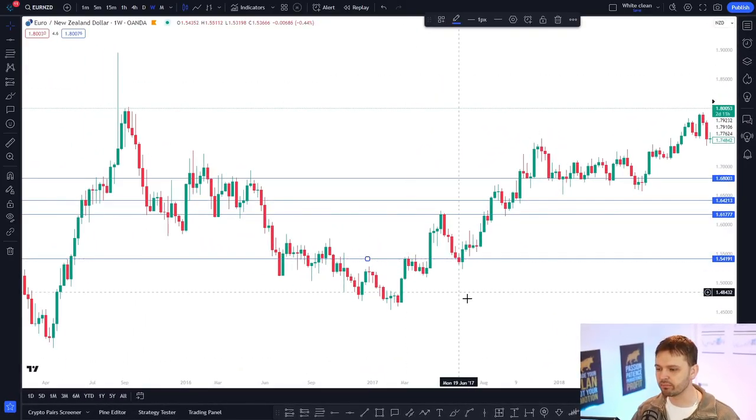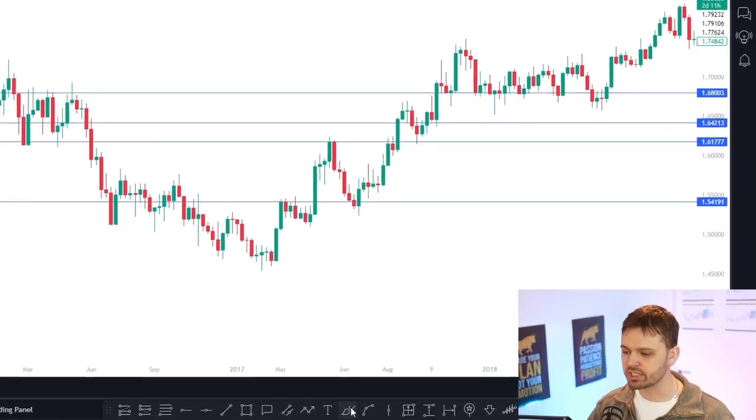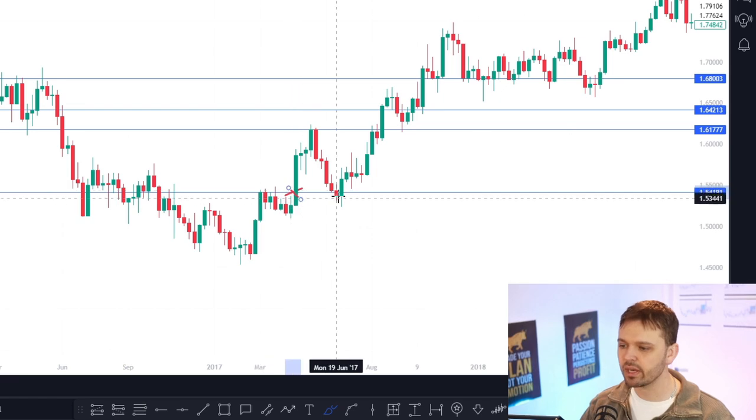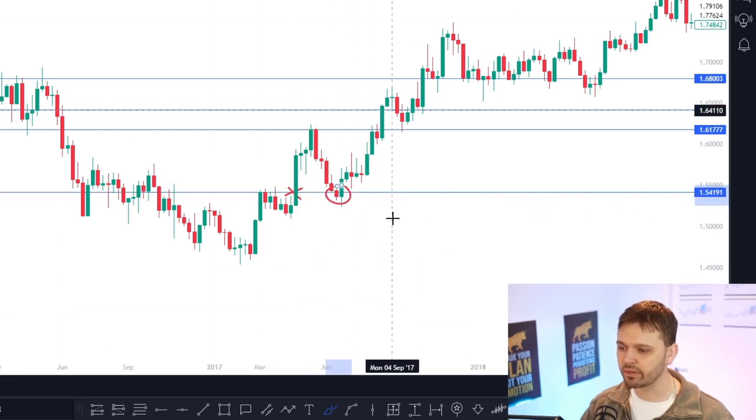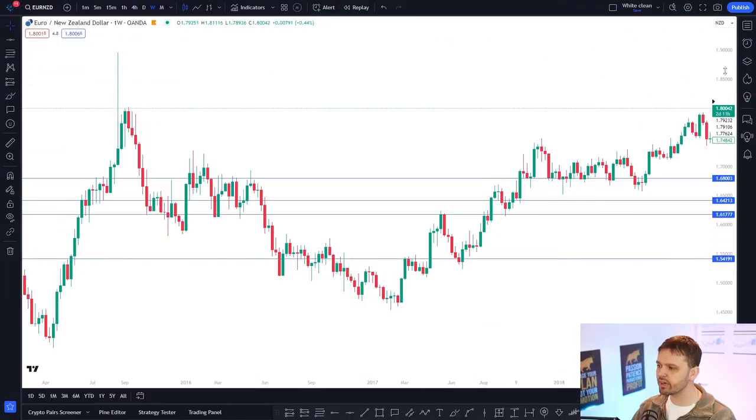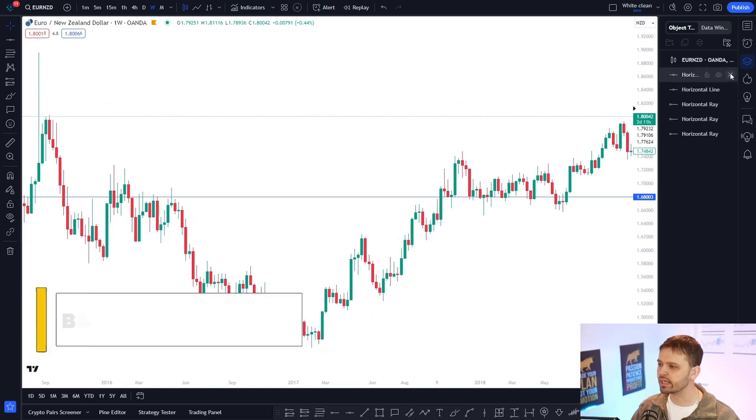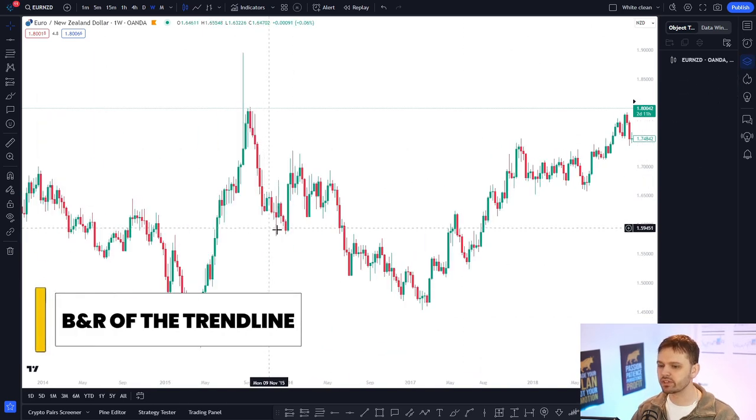And here we have another one. We add a level right here. We see price breaking above that level and then retesting that one right here. So let's see if we can find any trend lines, if we can get any break and retest of trend lines.